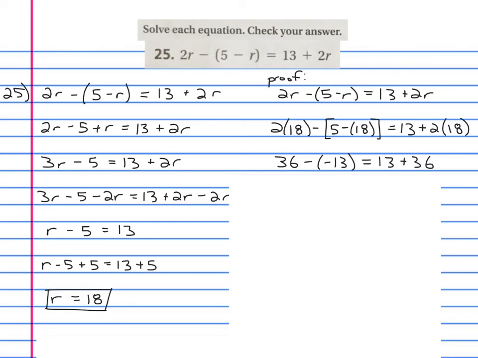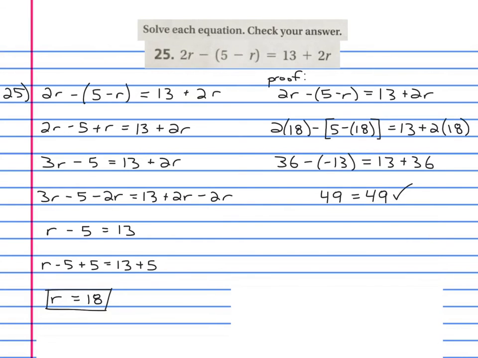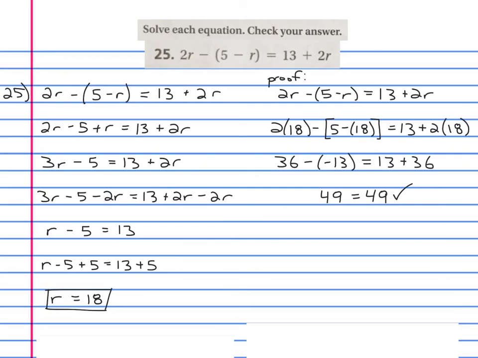Okay? And I know that subtracting a negative is the same as adding a positive. So this is the same as 36 plus 13, which is 49. And these two over here, 13 plus 36 equals 49. Since 49 equals 49, that's proper proof, and we're done.